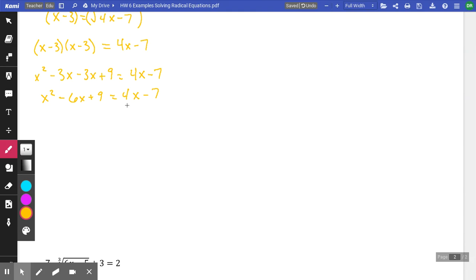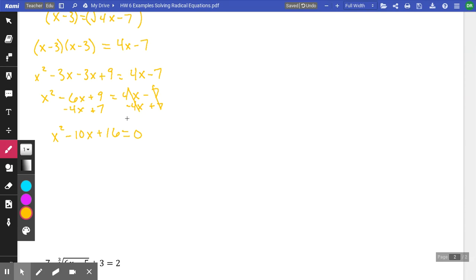So we need to cancel this 4x over here. So I'll subtract 4x on each side of the equation. We also need to add 7, because by doing those two things, we get 0. Okay, so if we add 7 on the right side, we'll add 7 on the left side, and we get x squared minus 10x plus 16.